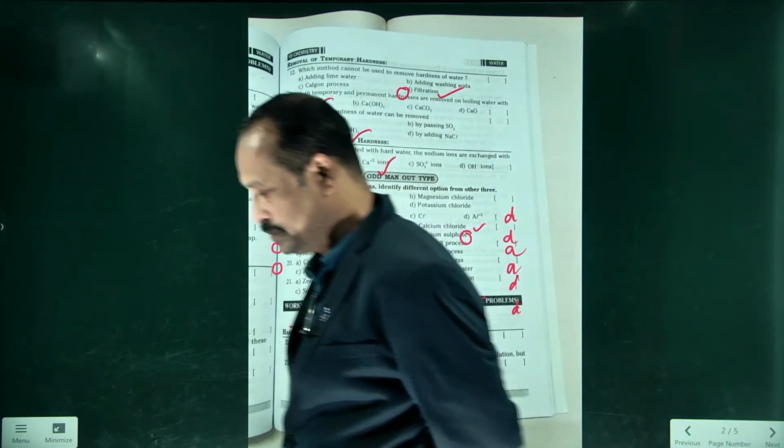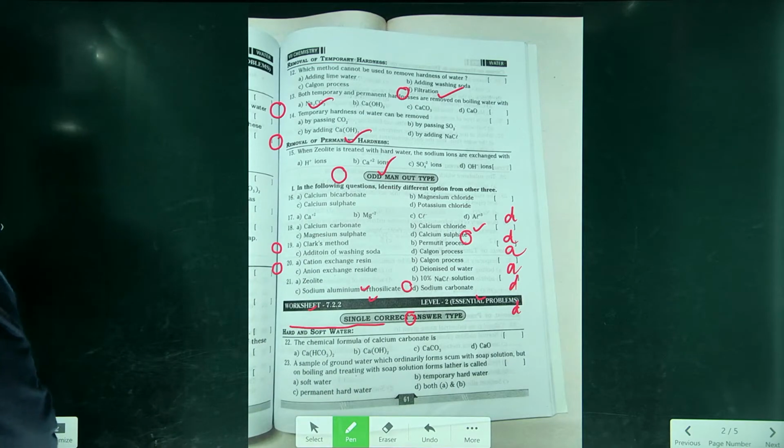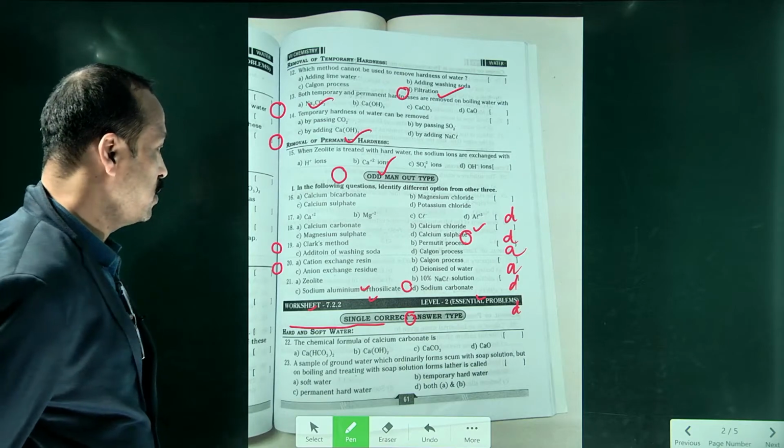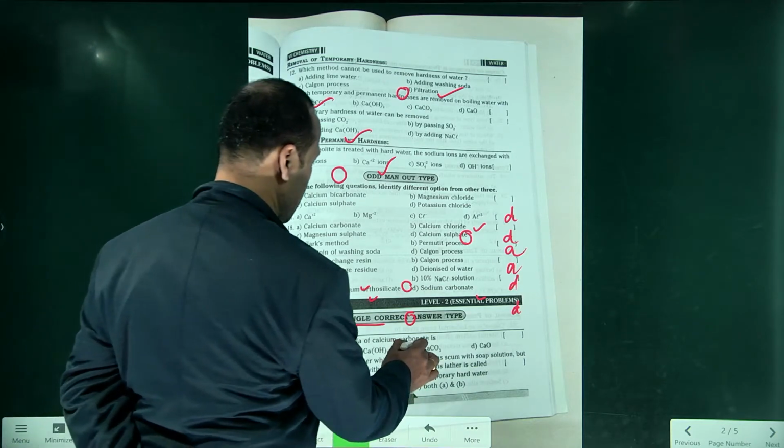Yes, Chaitanya. The chemical formula of calcium carbonate? CaCO3. Very good. CaCO3 is the right answer.